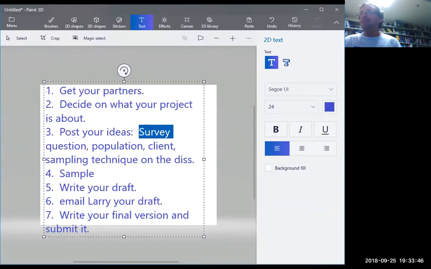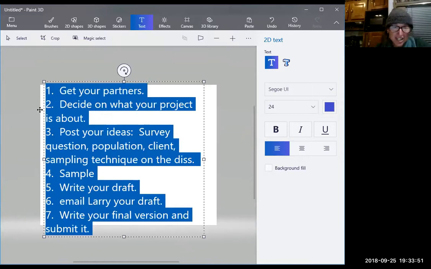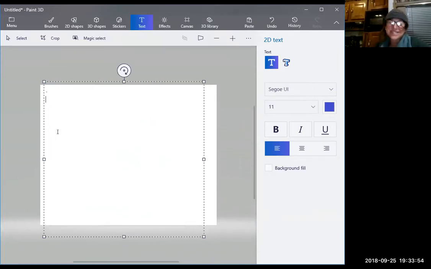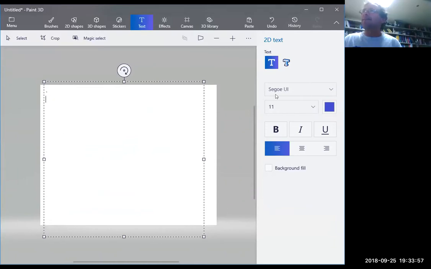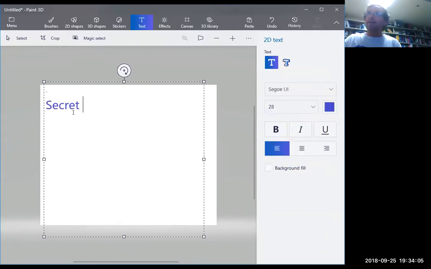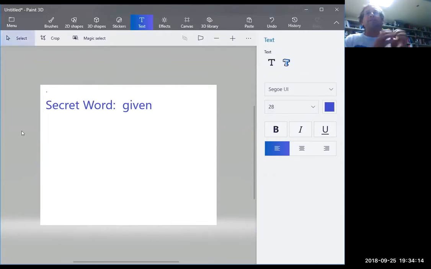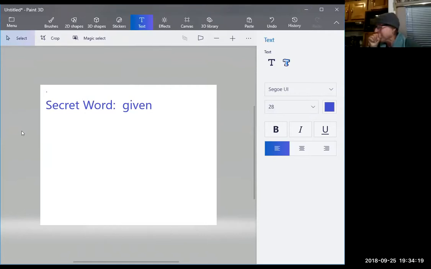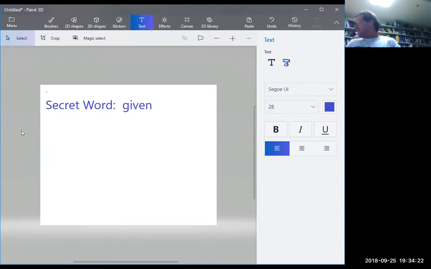Oh, you know what I forgot to do? You should all know, by the way, you should always remind me if I forget. Magic word, which I call a secret, but that's okay. Make it bigger. 28's good. The secret word of today is given. Because remember, you have probability of A given B. That's how you read that little vertical line thing. So the secret word of today is given. Of this week, actually.